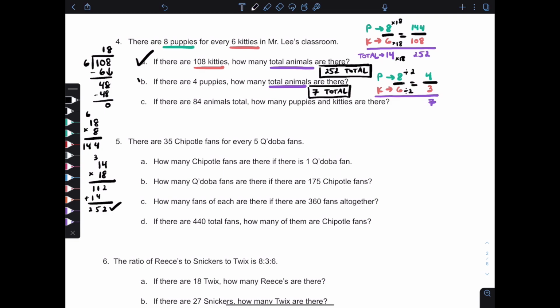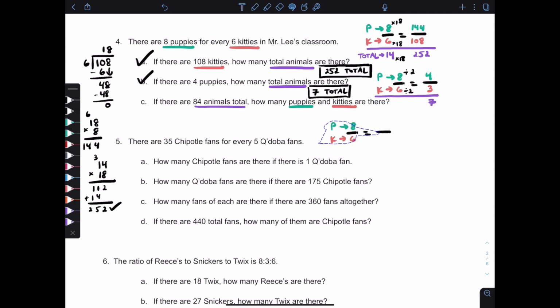Part B is now complete. Let's take a look at part C. What if there are 84 animals in total? How many puppies? And how many kitties are there? So we have to answer 2 questions: how many puppies, how many kitties if there's 84 in total?